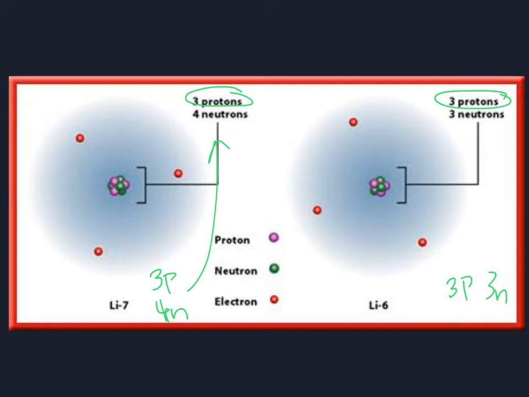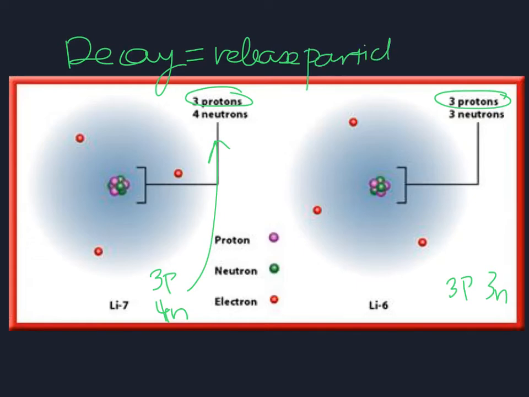Well, if they become unstable, what they do is they decay, okay? And that means that they're going to release particles or energy. Okay? And the reason they do that is they're going to release those particles or energy so that they can get to a state where they are more comfortable.